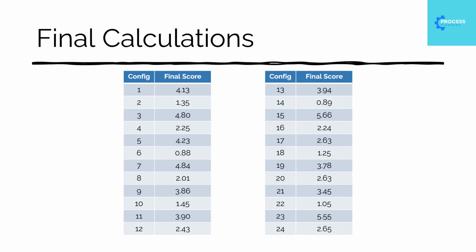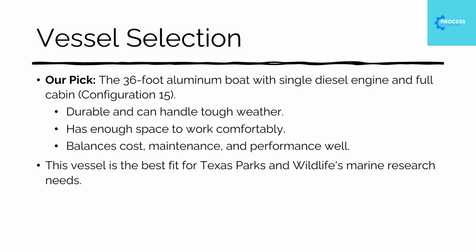Now that we've applied our methodology, we are now able to observe the results. Here we can see that number 15 is the highest configuration factor score with 5.66. Based on our calculation, the highest scoring vessel is the 36-foot aluminum boat with a single diesel engine and a full cabin. This vessel should be durable and can handle the tough weather, has enough space to work comfortably, and shall balance cost, maintenance, and performance. This shall be the optimal vessel for the Texas Park and Wildlife Marine Research.